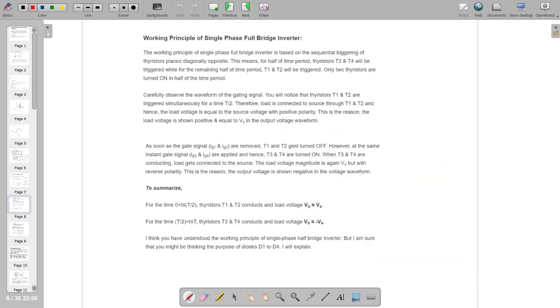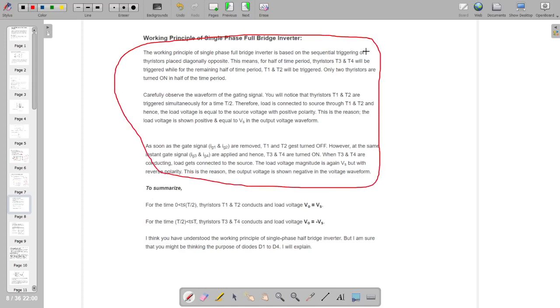Whatever working principle has been explained till now is given here. Please go through it once. So finally, I am summarizing. During the time period 0 to T by 2, thyristor 1 and thyristor 2 are conducting, so output voltage V naught is equal to Vs. For the time period T by 2 to T, T3 and T4 are conducting, so V naught is equal to minus Vs.